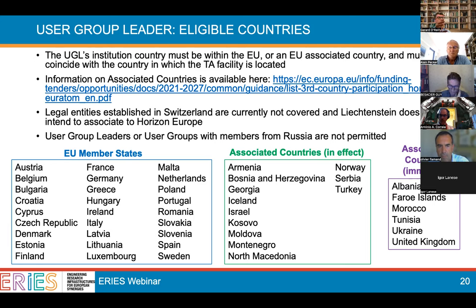So there's some scope to allow some people outside the countries you see on the screen right now, but there cannot be, let's say, one European researcher and 10 Japanese researchers, just to give an example. I think for obvious reasons, user group leaders or user groups with members from Russia are currently not permitted to take part in the program because of the various sanctions that are going on at the moment.